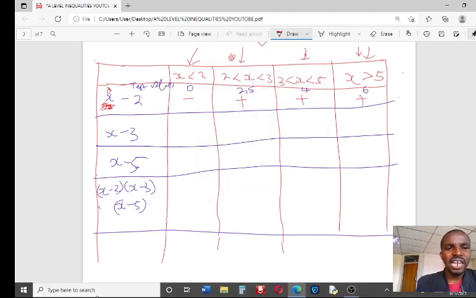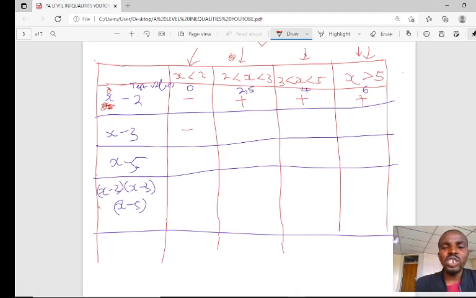x minus 3. So on this one, if you put 0 here, it will be 0 minus 3. It will be a negative answer. Then a number between 2 and 3, 2.5 in this case, substitute where there is x here. So you get 2.5 minus 3, you actually get minus 0.5. So the answer will be negative. Then move on, x lies between 3 and 5. You can take 4 in this case, that's the test value. Then you say 4 minus 3 is plus 1. So the answer will be positive. Then x greater than 5, take 6. 6 minus 3 is plus 3. So the answer will be positive.